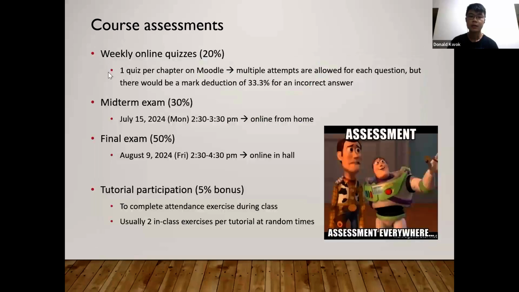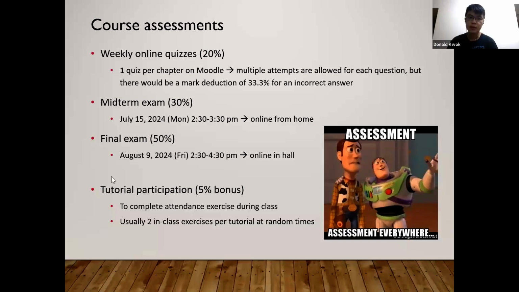The next component will be the midterm exam, which has already been scheduled on July the 15th, a Monday, 2:30 to 3:30 p.m. It will be held online from home. The final exam has also been scheduled on the 9th of August, a Friday, 2:30 to 4:30 p.m. The final exam will be conducted online in hall, which means that you need to bring your own electronic devices or your own laptop to the exam hall in HKU to attend the exam. Make sure that you are available on these 2 dates for the examinations.